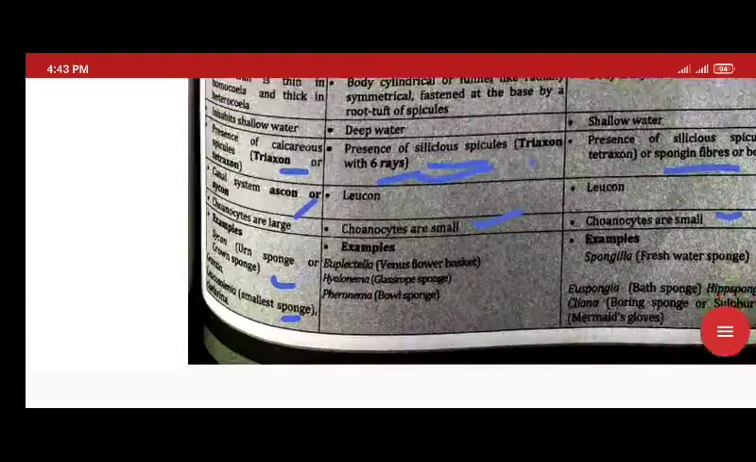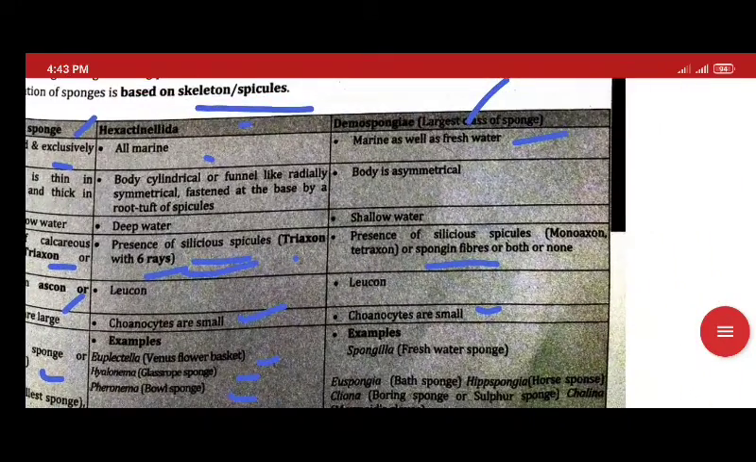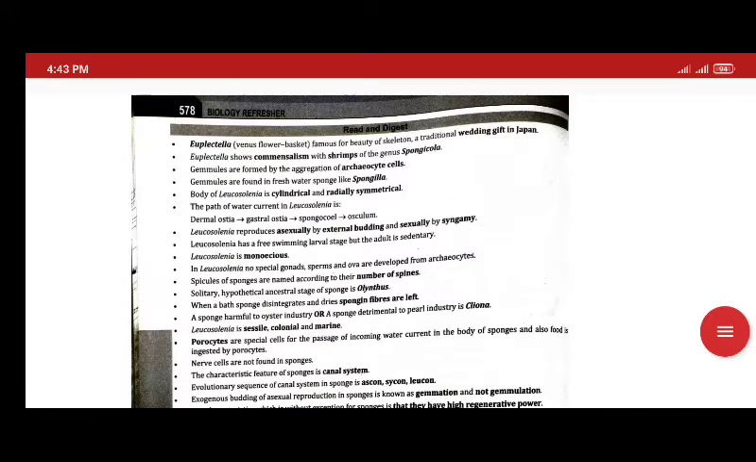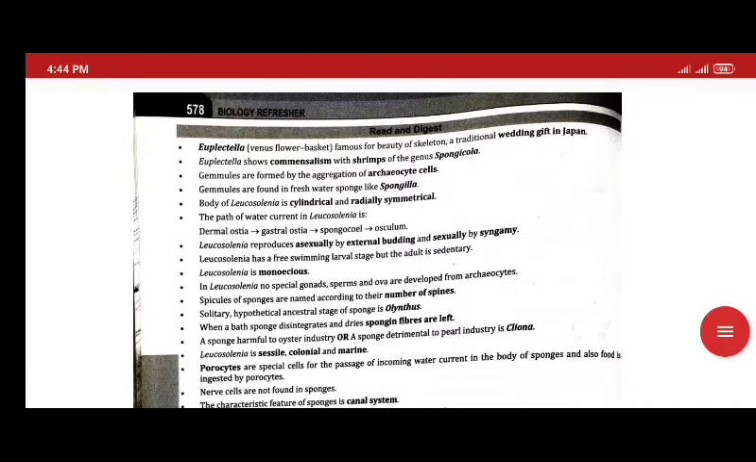Its example is hexactinellida example is Euplectella, Hyalonema, and bowl sponge. Now Demospongiae. In Demospongiae we have example Spongilla, that is freshwater sponge, and Euspongia, bath sponge, this type. Now we will continue detailed study. So here we got, after class division of three, that is Calcarea, Hexactinellida, and Demospongiae, we have read and digest.